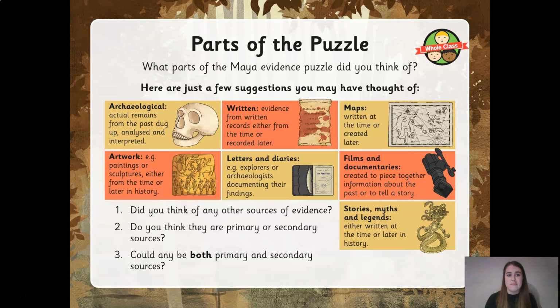So this is where we actually have remains, so bones or pieces that are dug up and analysed for archaeologists to then interpret. So this is physical evidence that we've taken from the ground. So we know that's going to be a primary source.